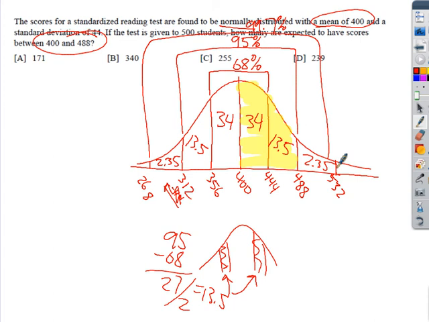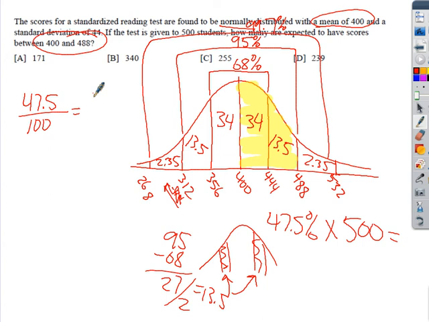Now, we were only concerned with these two that are shaded in. If you add those two, you get 47.5%. So 47.5% of the students should fall in there. If you multiply 47.5% times 500 with a calculator, or if not, you can do 47.5 out of 100 equals x over 500, then cross multiply, so you get 100x equals 47.5 times 500, and then you divide both sides by 100.